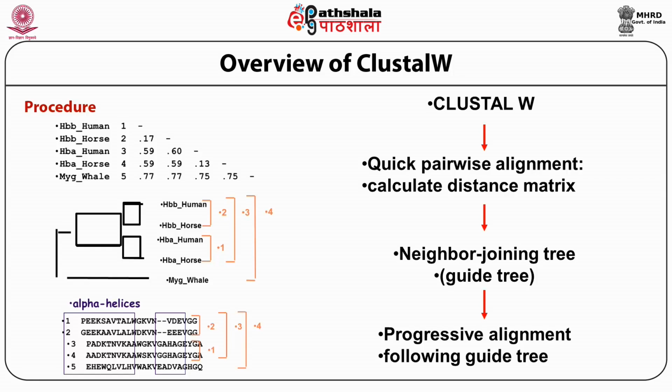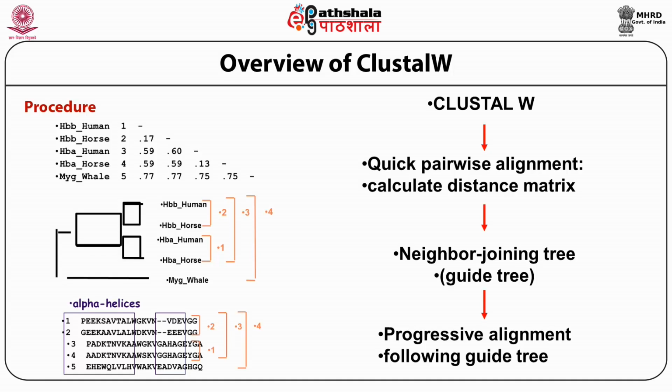For 5 sequences I have 10 such distances in the matrix, as you can see: 1, 2, 3, 4, 5, 6, 7, 8, 9 and 10 numbers are there in the table on the top left. Now, what we clearly see is that the hemoglobin of human and hemoglobin of horse are the most similar, right? Between them they have a distance of only 0.13, so we align them first. This is for the A chains, and then we also find that the B chain hemoglobin of human and horse are also very similar, so we align them together as well.